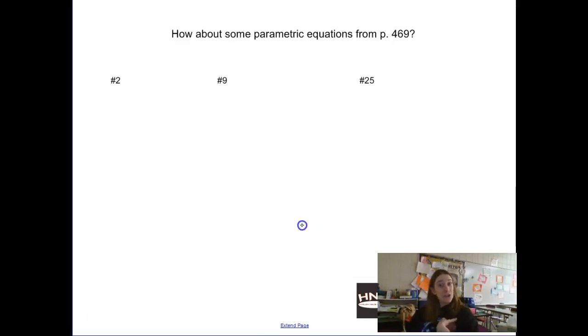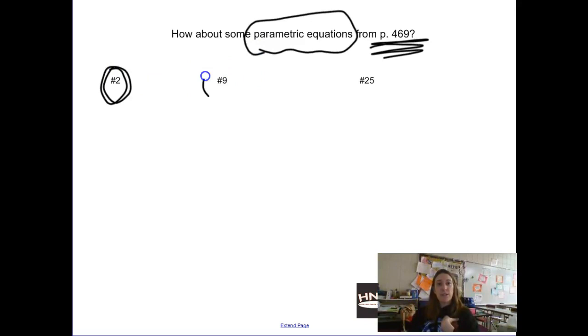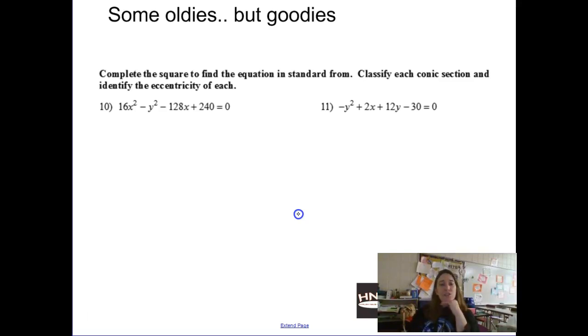If I could encourage you to go back and look at your homework from page 469 on parametric equations, I might suggest that if you have not done this homework, and Renee, yours is still in the bucket, I haven't graded it yet, these 3 questions would be fantastic for you to look at. So if you haven't done the homework and you only have enough time to do 3 questions, maybe try those 3. And here's some old questions.